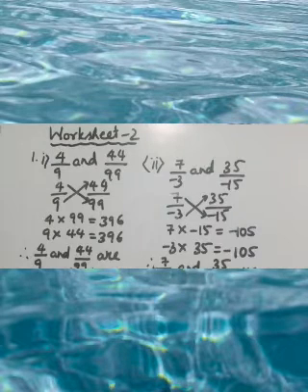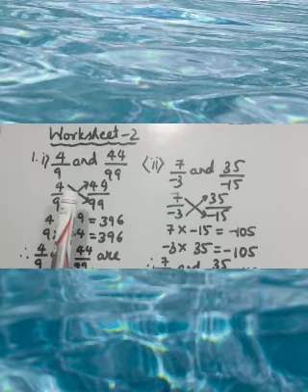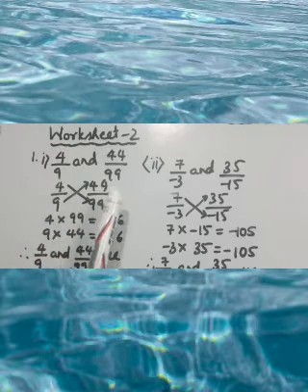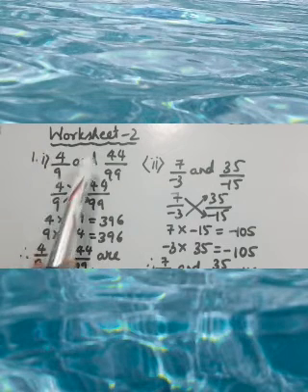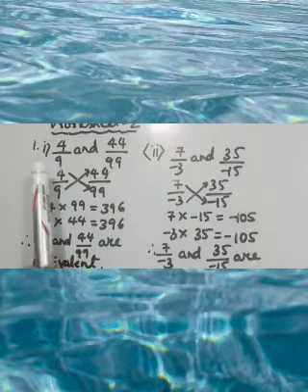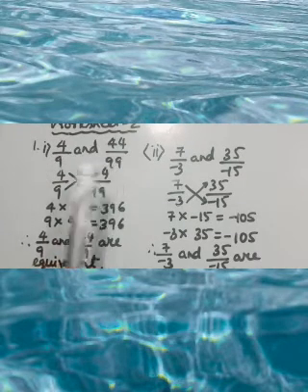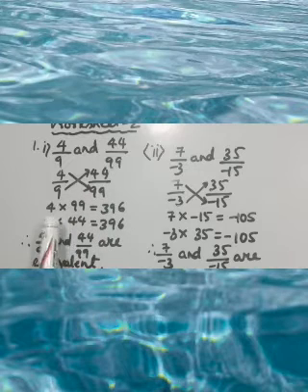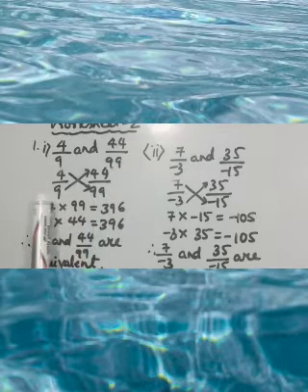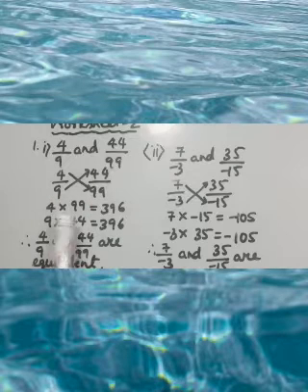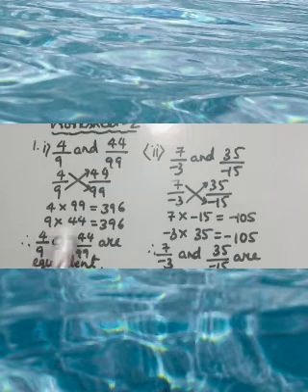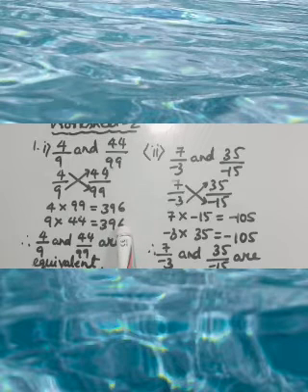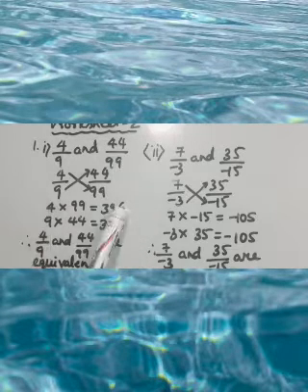Children, let us solve the problems from worksheet number 2. First question is, in each of the following cases, show that the rational numbers are equivalent. Here we have the first question, 4 by 9 and 44 by 99. To show that the two rational numbers are equivalent, we have to cross multiply. So 4 into 99 must be equal to 9 into 44. If you multiply 4 into 99, you get 396. 9 into 44 is again 396. Here we have got the same answers. LHS is equal to RHS.